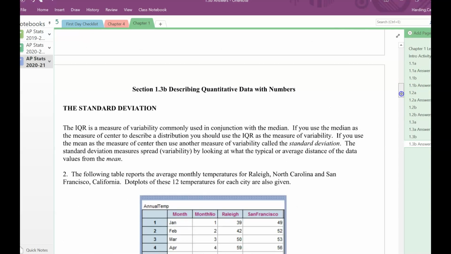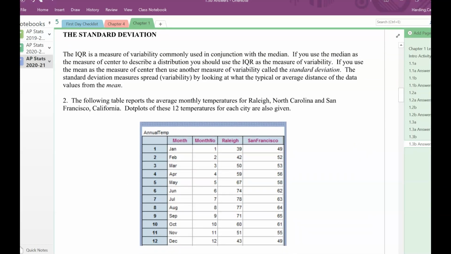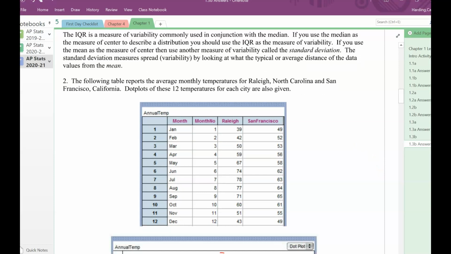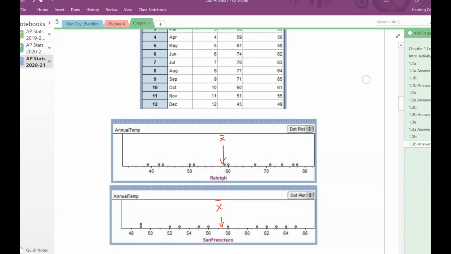The data set that we're going to look at to talk about standard deviation is here in the table. This is the average monthly temperatures for Raleigh, North Carolina and San Francisco, California. Below is a dot plot of each of these. It does have the median and the mean marked on them both on the screen for you. Remember, x bar is the mean. But I'm going to show you a couple of things on your calculator today too, so you can quickly get this information. On the next page, it asks you which city appears to have greater variability in average monthly temperature.